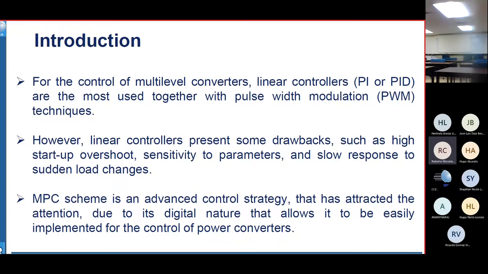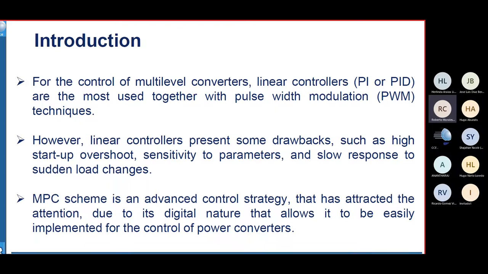For the control of multi-level converters, linear controllers such as PI or PID are the most used, together with pulse-width modulation techniques. However, linear controllers present some drawbacks, such as high overshoot, sensitivity to parameters, and slow response to sudden load changes. And model predictive control is an advanced control strategy that has attracted attention due to its digital nature that allows it to be easily implemented for the control of power converters and in order to solve some of the drawbacks that present the linear controllers.